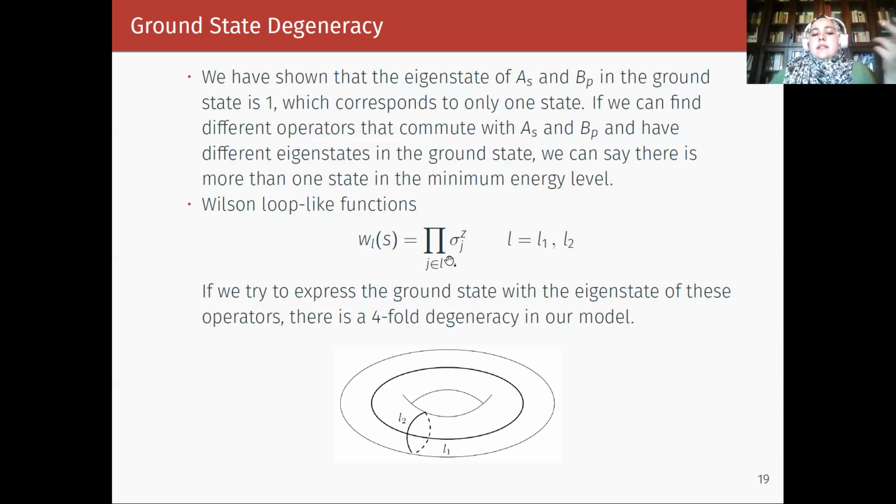So I know that sigma z can take eigenvalue plus or minus 1. In this situation, both W1 and W2 can take two different eigenvalues. So if I try to express my ground states, the eigenstates of these Hermitian operators, then I know that my star and plaquette operators can only have +1, but the other operators can have 2 different values. This results in the 4-fold ground state degeneracy in my model.